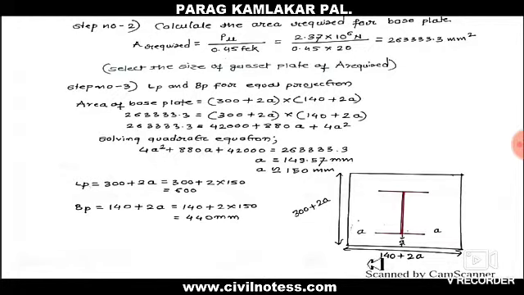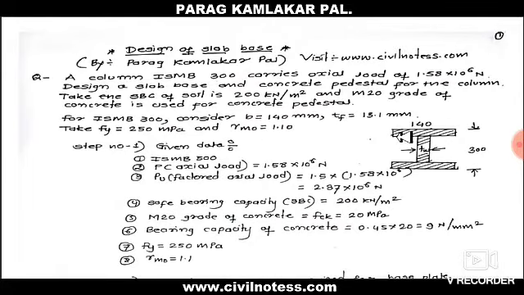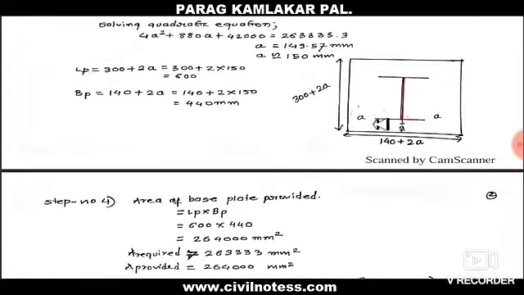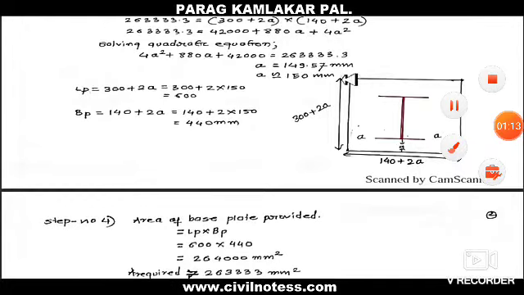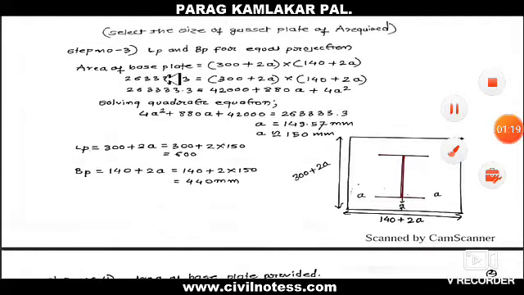So we consider A. Now we need to determine the length from this point to this point. We know from the given data the flange length is 140. So we consider from this point to this point and from this point to this point the length is A. So it is 140 plus 2A, the overall length. Similarly, regarding the height it is 300 plus 2A, right? So the formula will be area of the base plate equals 300 plus 2A into 140 plus 2A.